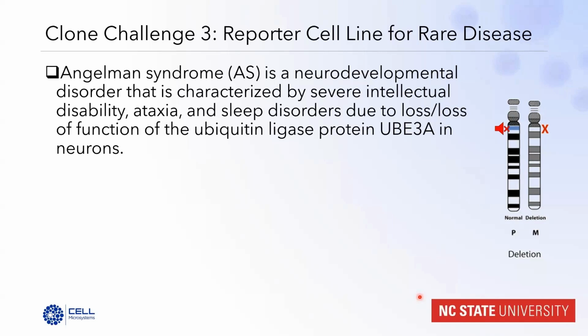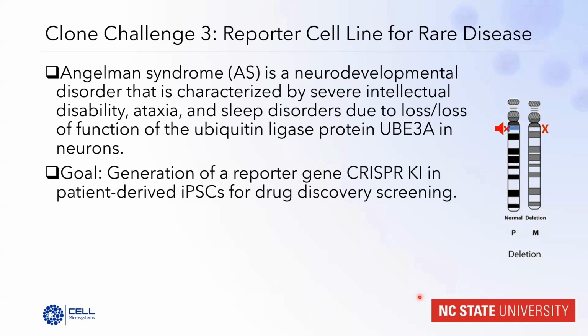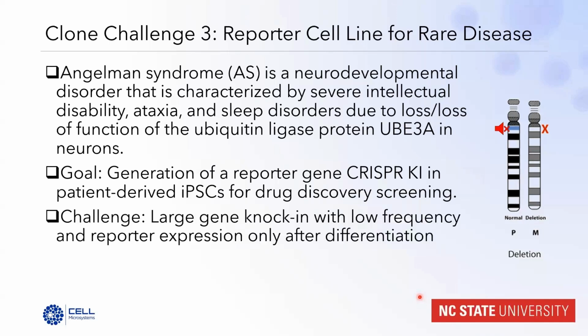And this is primarily due to the loss or loss of function of the UBE3A gene in neurons. So the goal of the lab at NC State was to generate a reporter gene knock-in into patient-derived iPSCs from Angelman syndrome patients for use in drug discovery and screening for UBE3A reactivation. Now, the challenge here was quite unique. Not only was their reporter gene knock-in enormous, but the cells were very difficult to transfect, and you could only see expression of the reporter successfully after the cells had differentiated.